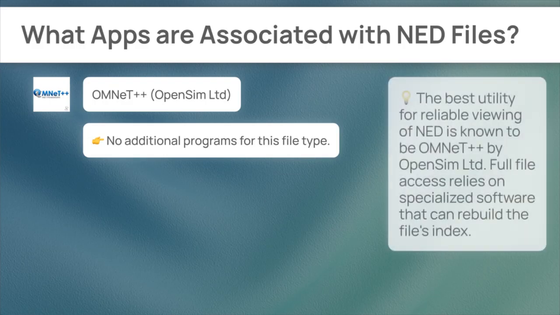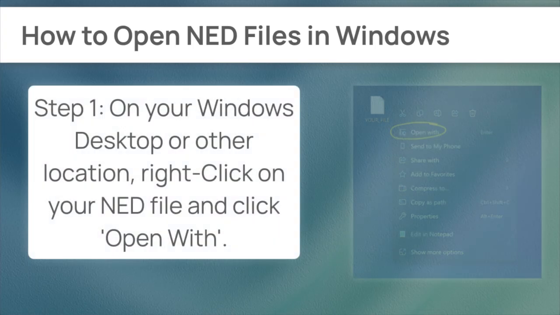Full file access relies on specialized software that can rebuild the file's index. Windows shows the plain text, while interpreting commands requires a scripting framework. The quickest way to solve this is testing.